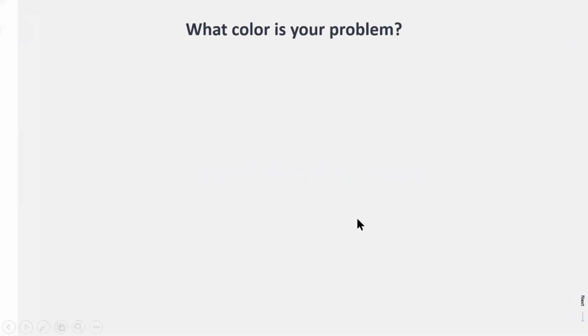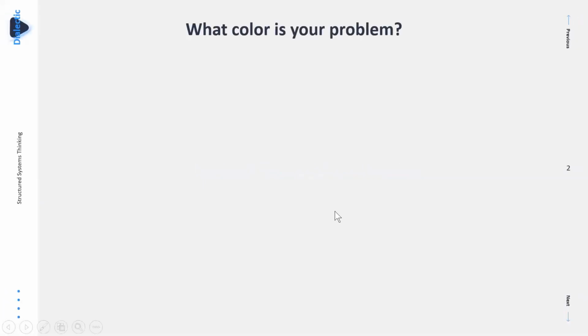We talked last week about how to understand problems you're facing, and before you even get started with solving a problem, understand the nature of the problem you're facing. And I wanted to follow that up today with the second part. So the first thing we talked about last week was, what color was your problem?